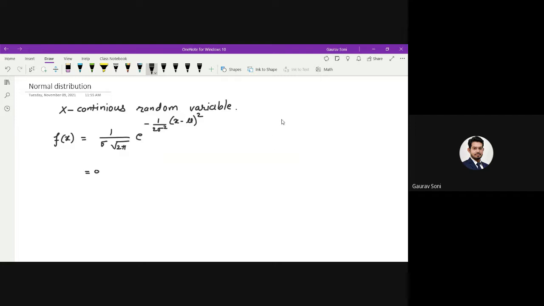We saw that it is denoted by X follows normal distribution with parameters mu and sigma square. What do we call a parameter? A parameter is something that defines the distribution completely. So in this case, mu being the mean, sigma square being the variance for the given data.